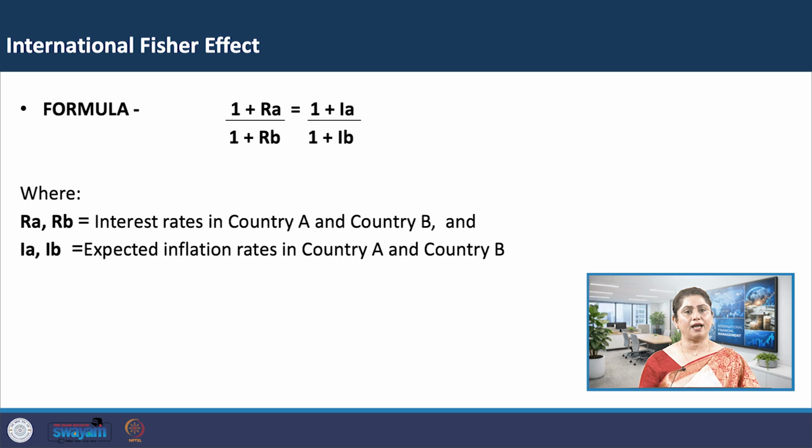If country A has a higher inflation rate than country B, country A will also have higher nominal interest rates, and those higher rates will simply reflect the expected depreciation of country A's currency. The real return after adjusting for currency movements will be the same in both countries.